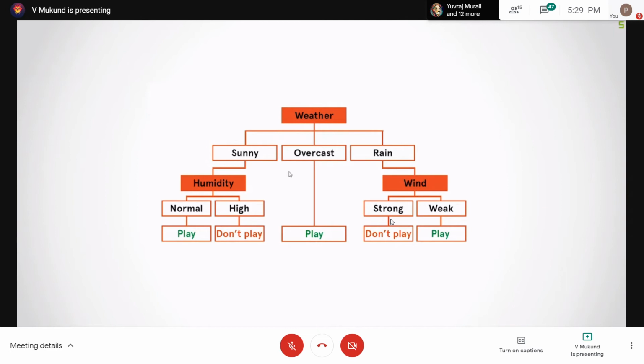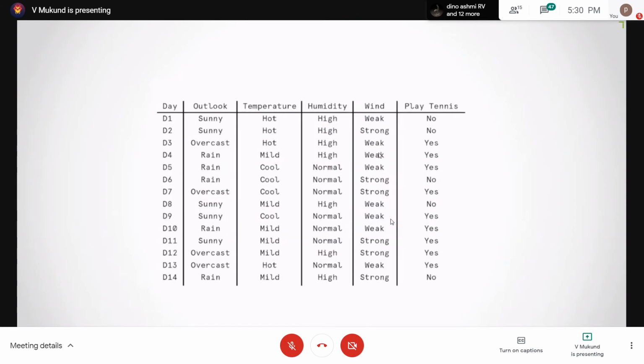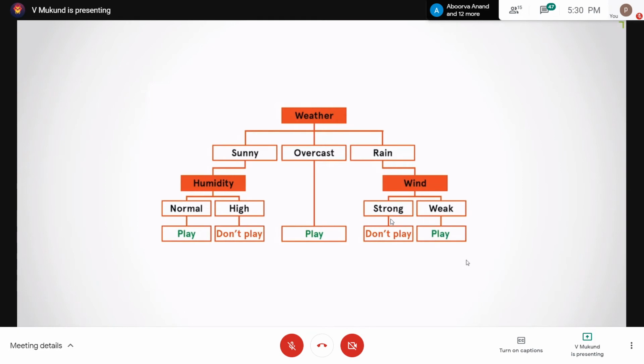So the main field is the weather. There are three kinds: sunny, overcast, and rain. Coming to the overcast section, we can notice that whenever the outlook is overcast, it is always favorable to play tennis on those days. So as soon as it detects overcast, it just gives you the result that we can play tennis.